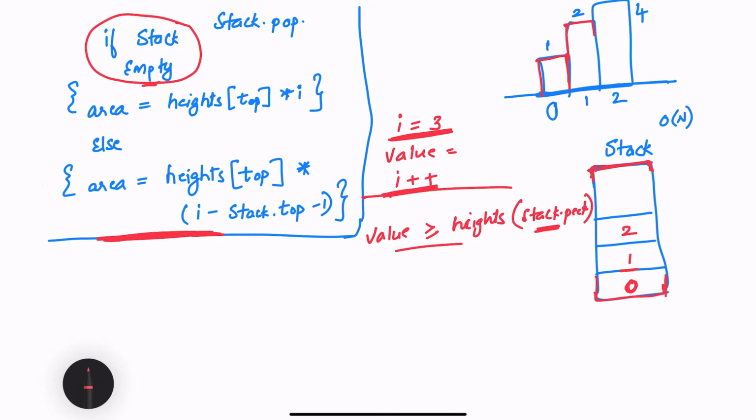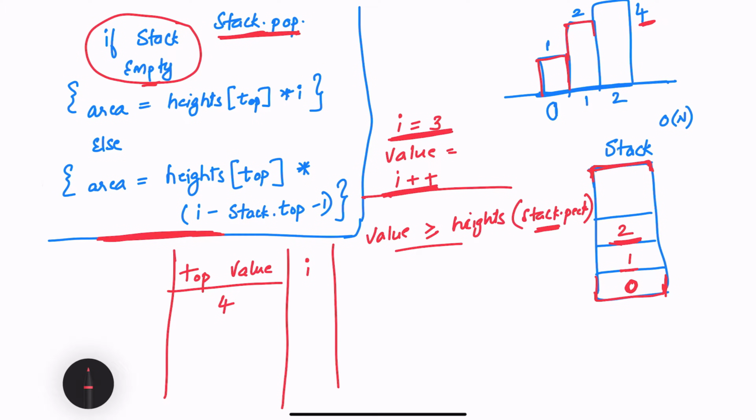So now to continue the calculation, we will take the last element from the stack. The top value will be the value in heights at that index. Right now the top value is 2, so at index 2, the value is actually 4 in the heights array. At that point, my I value is 3. Now if I check the condition, is my stack empty after doing the pop? It is not empty because I still have 1 and 0 in it.